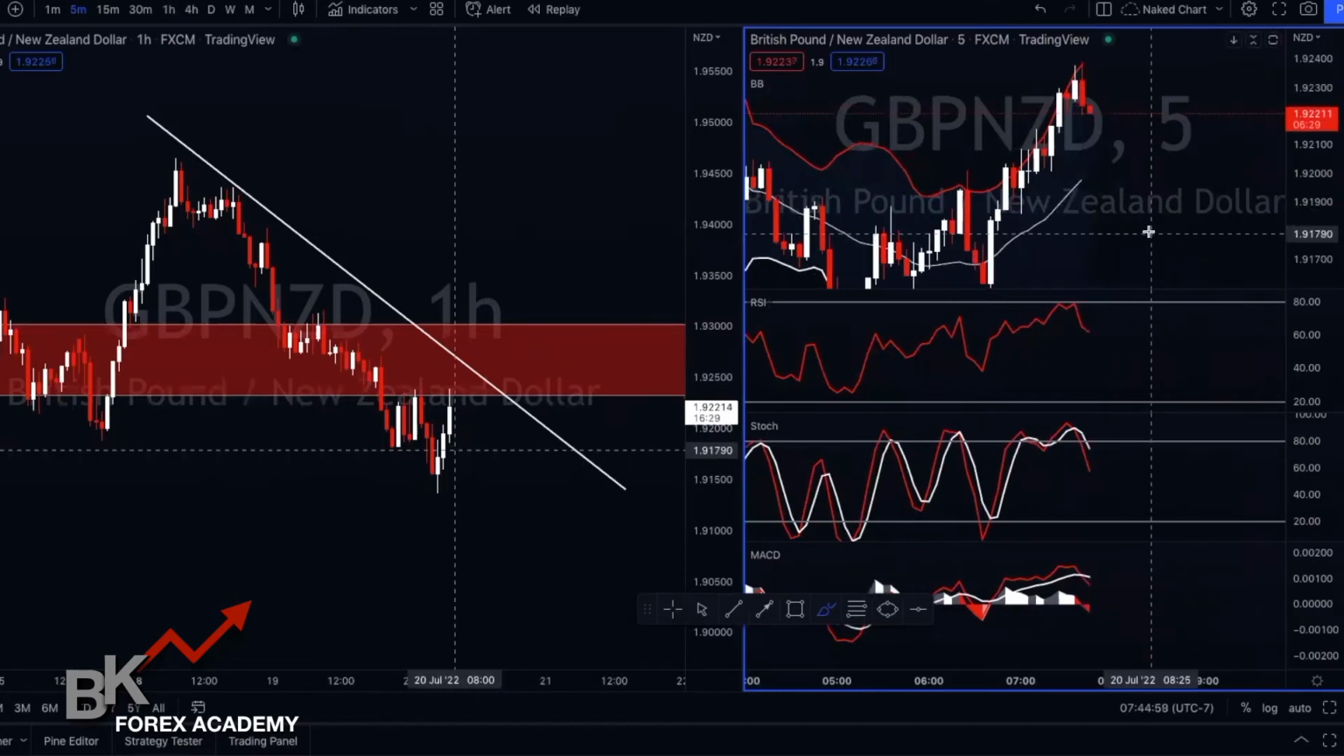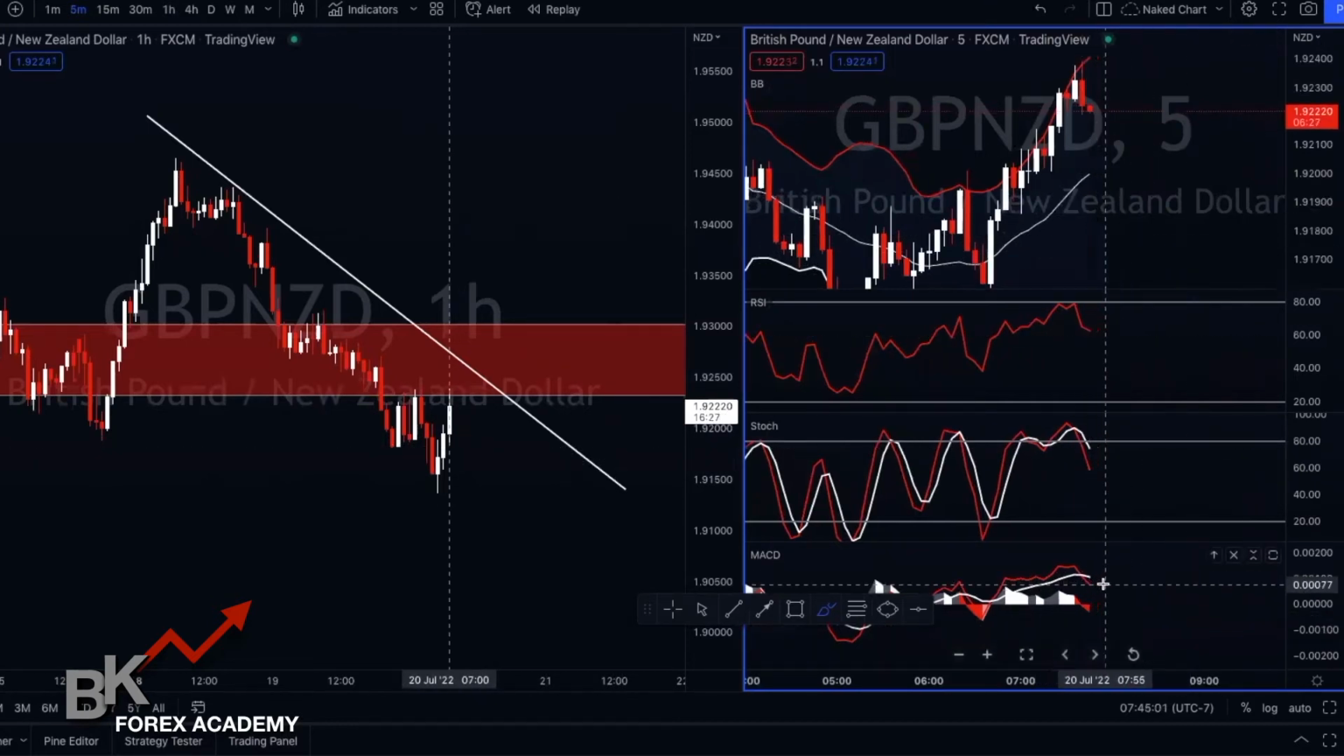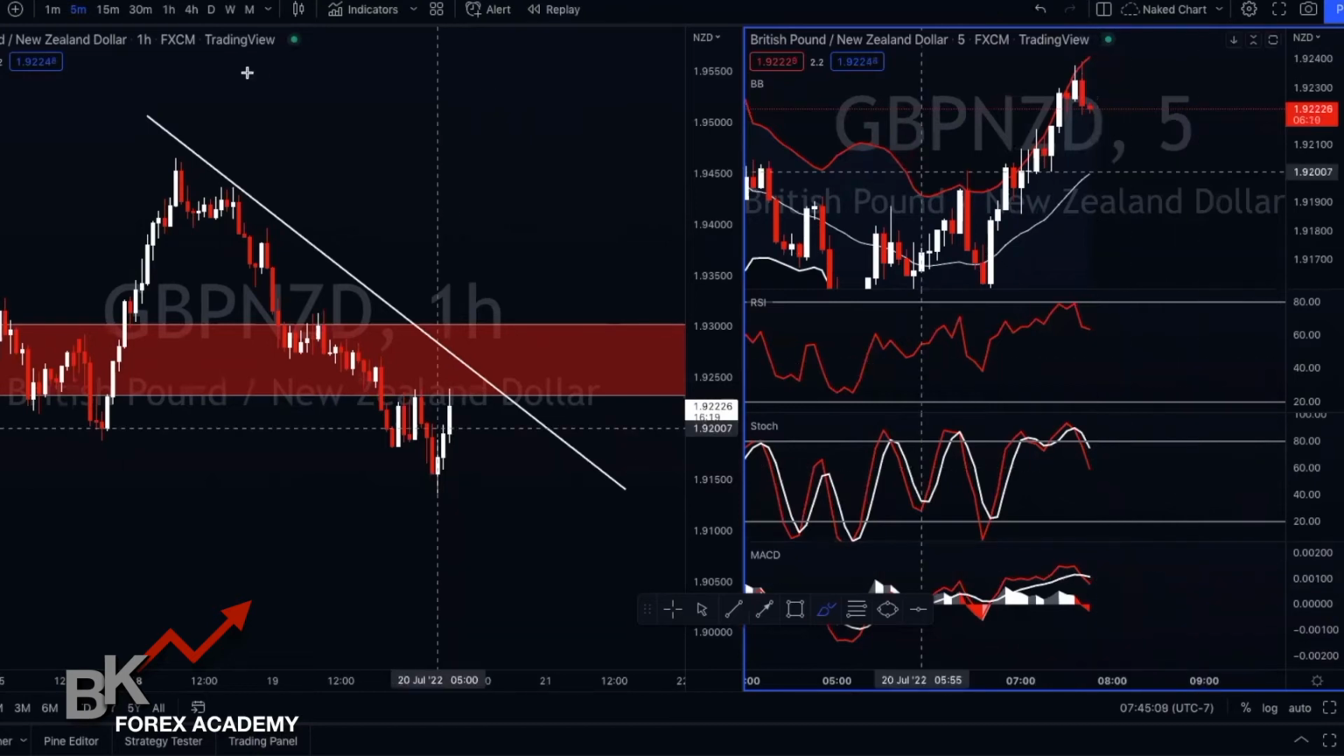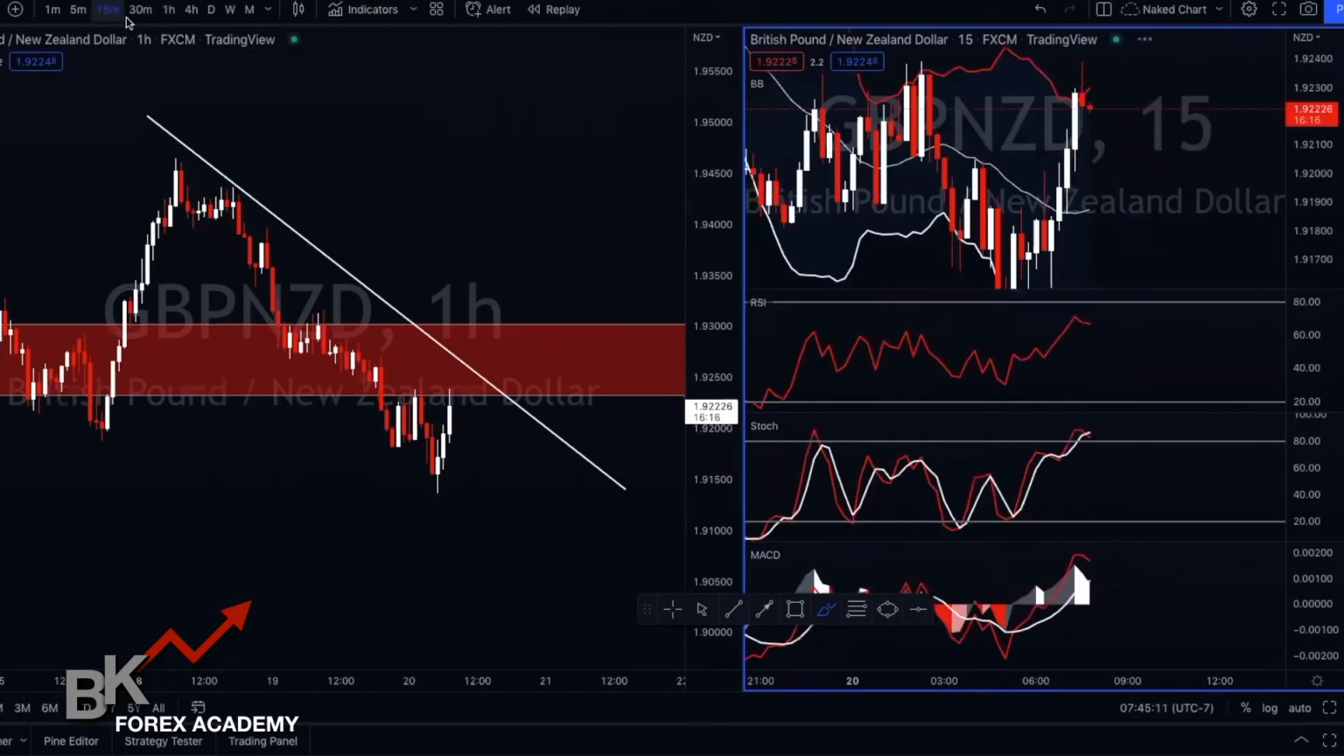So look here, this is your 5 minute. Once that 5 minute MACD crosses, because when this MACD crosses, that's confirmation that the trend is changing on this time frame. Once you have a 5 minute MACD cross, you're going to move to the 15 minute and you want to see the same thing play out. This is exactly what you want to see.